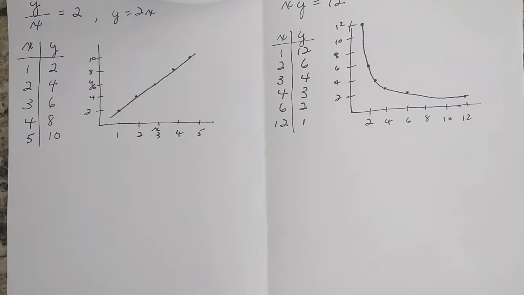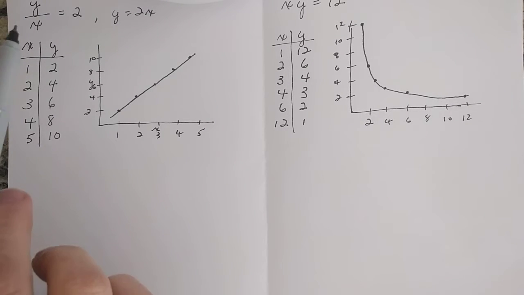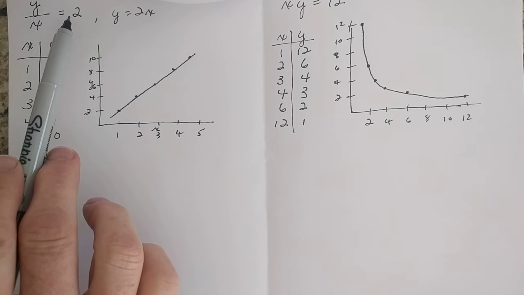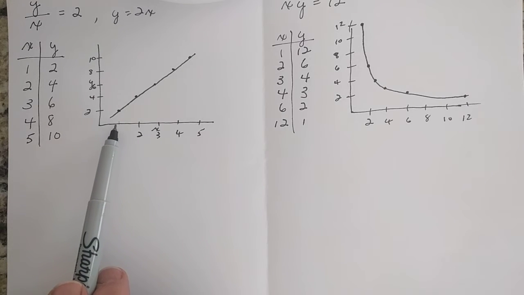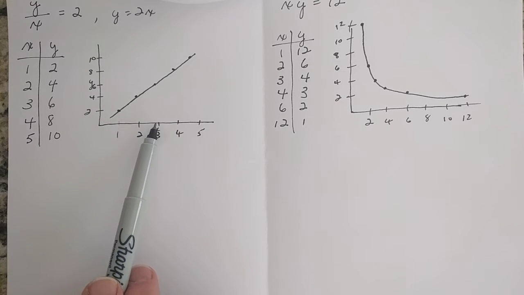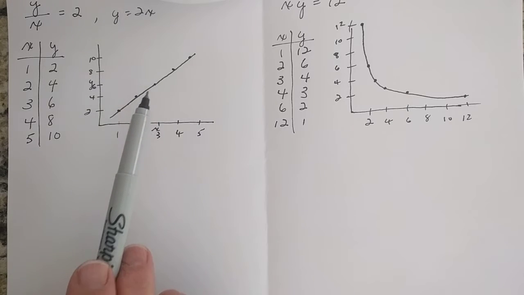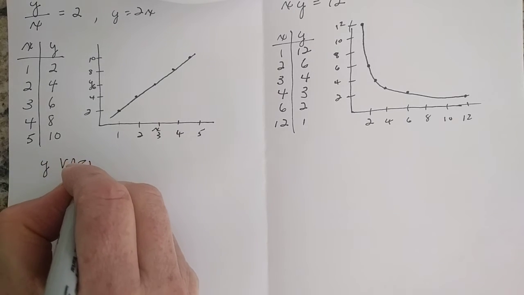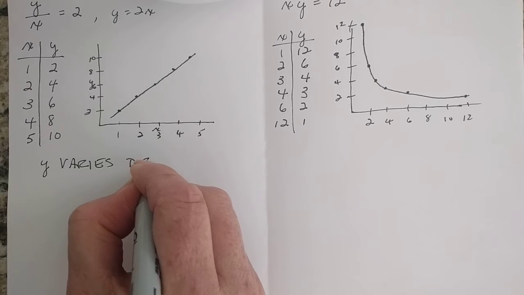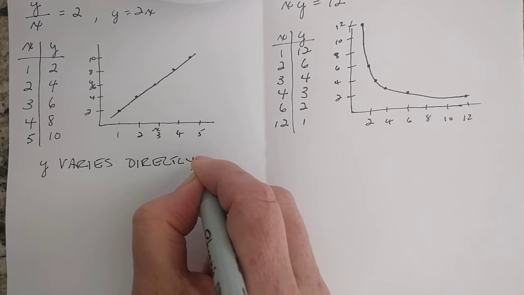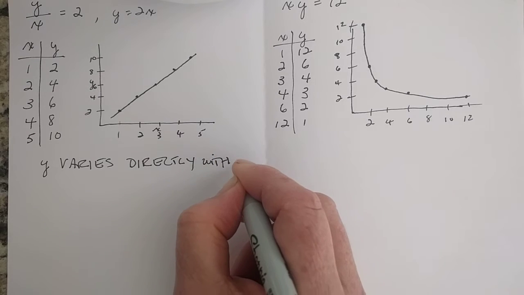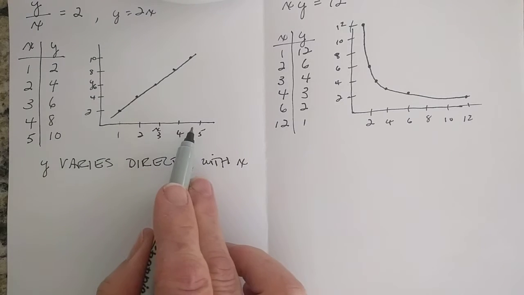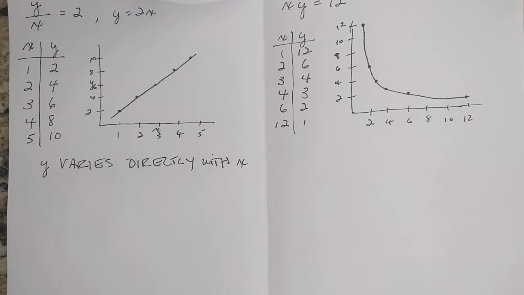Okay, so our graphs look very different. Here, our x and y are our variables, and this number 2 is a constant. And we can see that when x is small, y is small. As x increases, y increases. For this graph, we say that y varies directly with x. That means if x increases, y increases. The bigger x gets, the bigger y gets.